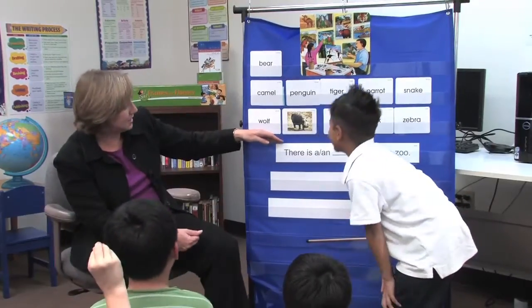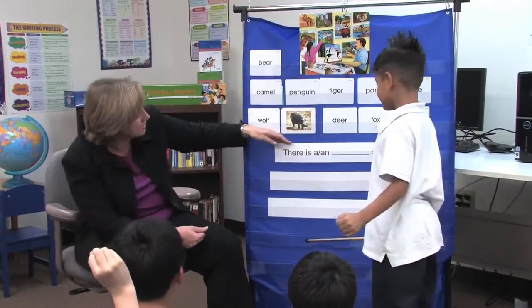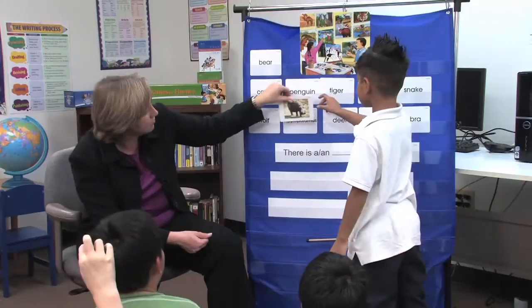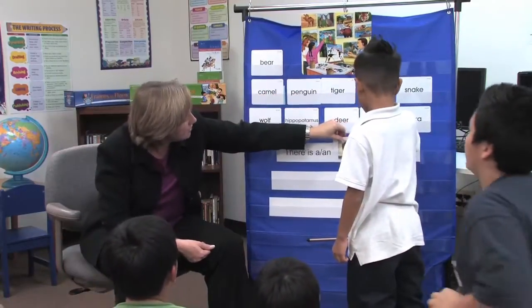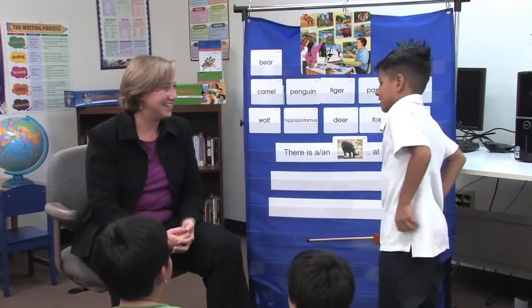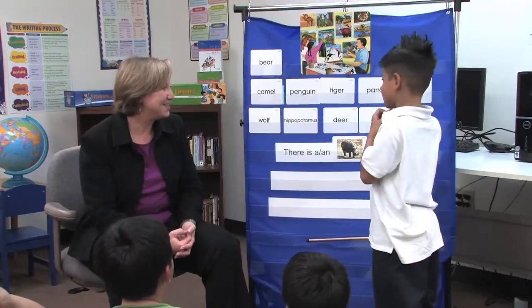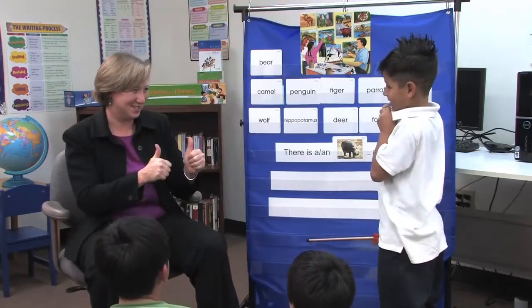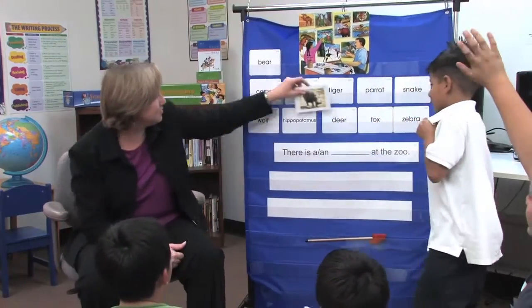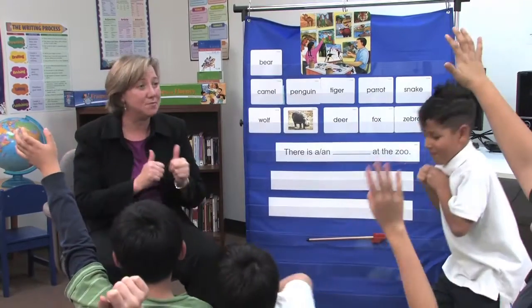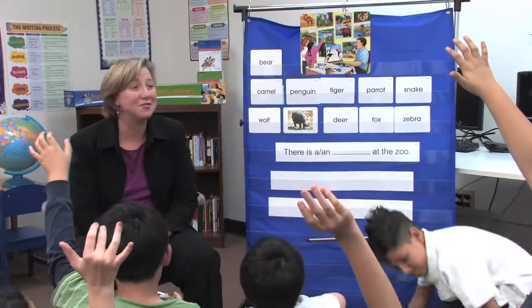And then, excellent. And we can also say, let's use this one as well. There is, let's say that one with me. There is a hippo at the zoo. Excellent. Okay, so there's a hippo in the forest, and there is a hippo at the zoo.